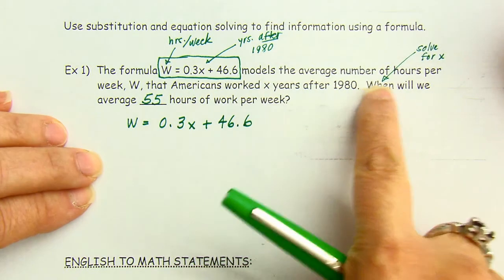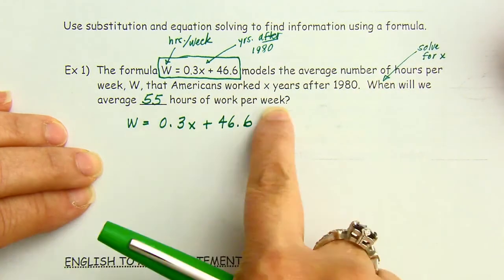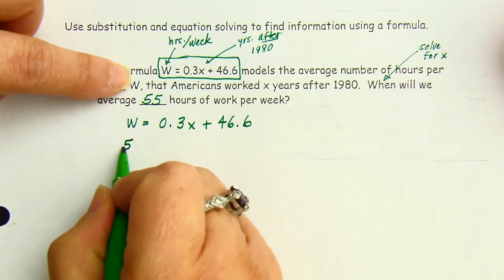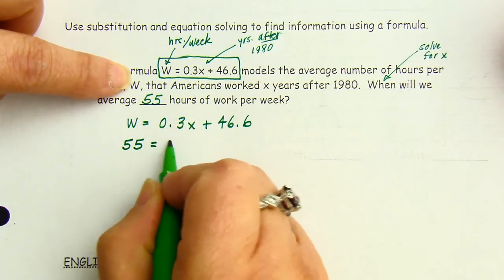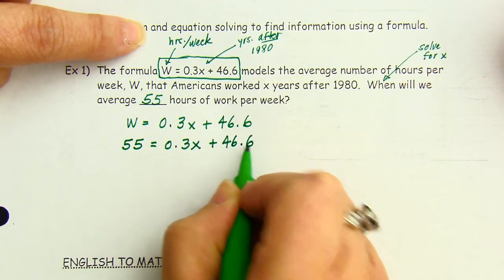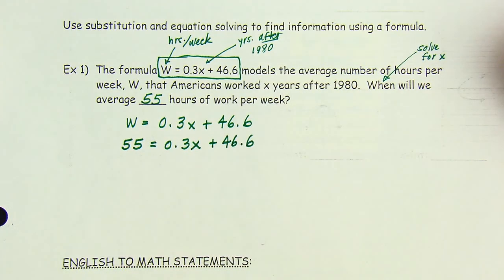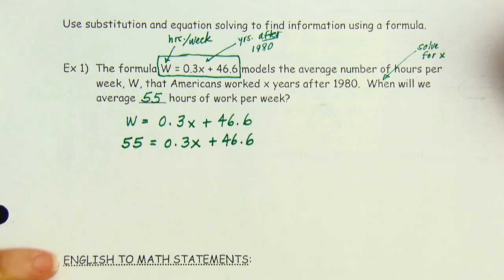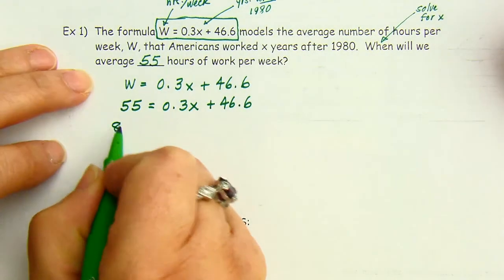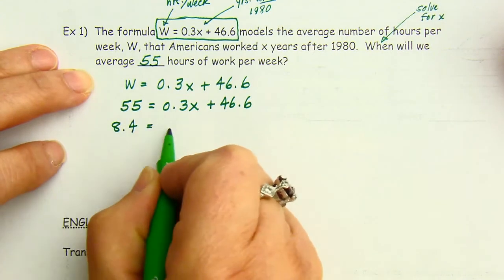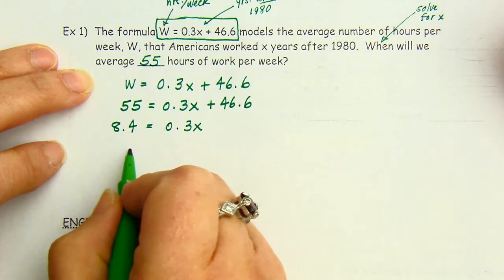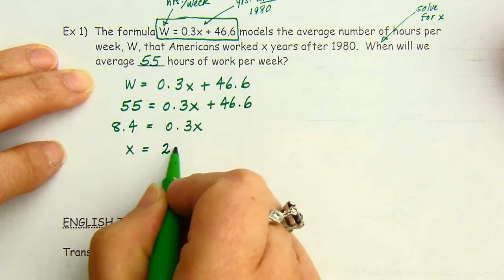Well, when will we average 55 hours of work per week? That's my W, so I'm going to substitute 55 in for W. And I'm going to copy the other side of the equation. And notice now I have an equation with one unknown. I can solve for X. If you subtract 46.6 to the other side of the equation, you will get 8.4 equals 0.3x. And when you divide, you're going to see that X equals 28.